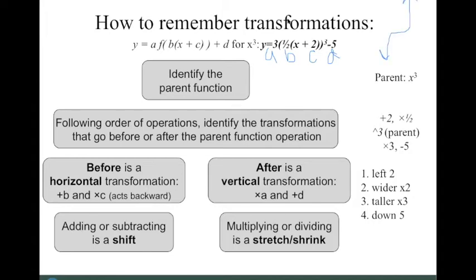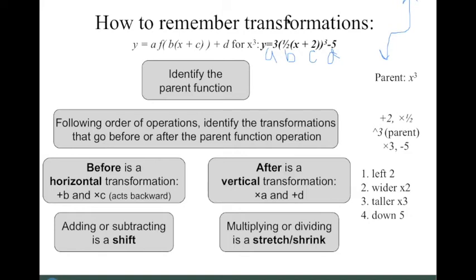Then we look at these transformations in the order of operations. I say, if I put in a variable for x, what would be the first operation to do? That's the +2, which is before I cube. So that's going to be a horizontal transformation because it's before the cubed. And because it's before the cubed, it's going to work backwards. So +2 means to the left. So this is left 2.